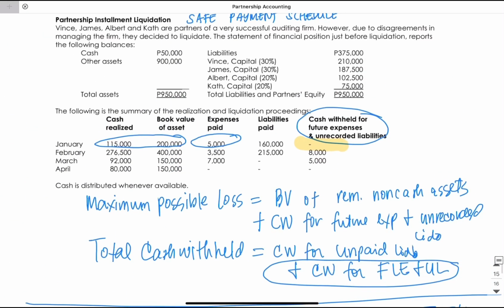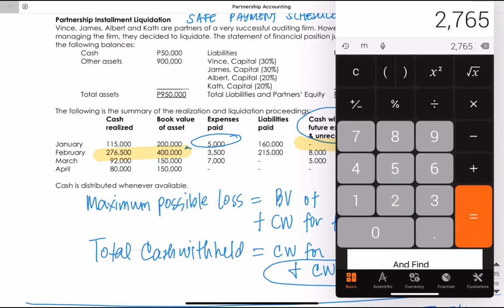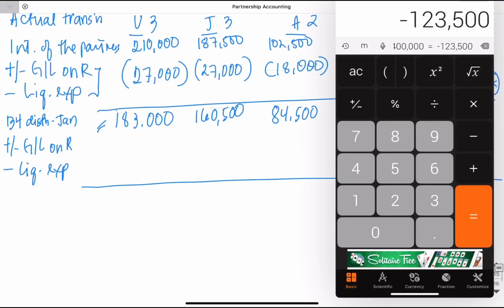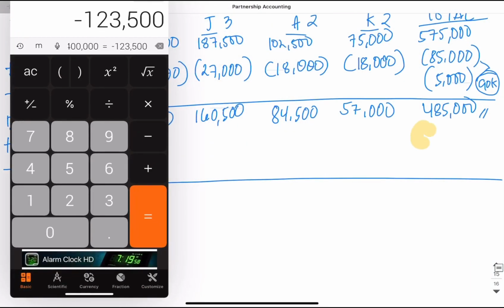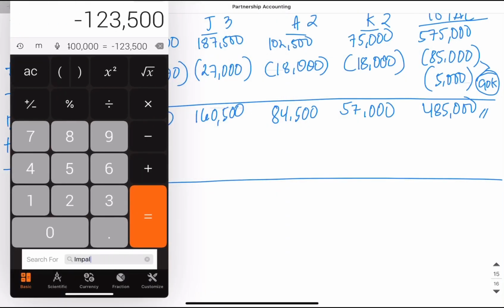For the month of February, this is your assets realized. So cash realized and book value of asset is 400,000. So let's check. 276,500 proceeds less book value 400,000. So we have 123,500 of loss. Another loss on realization 123,500. So let's put it here.